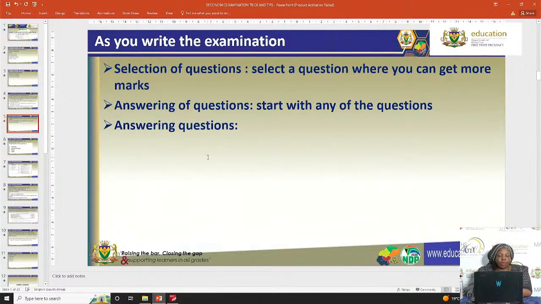As you look at your paper, you are now in the examination room. You are on your own, we can't assist you there. We are only sitting outside somewhere very far from the center, hoping that you do your best. Select the questions that will give you more marks.